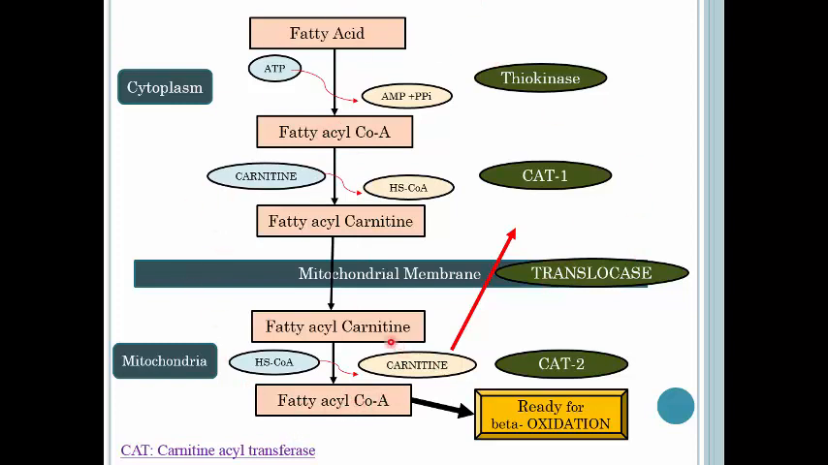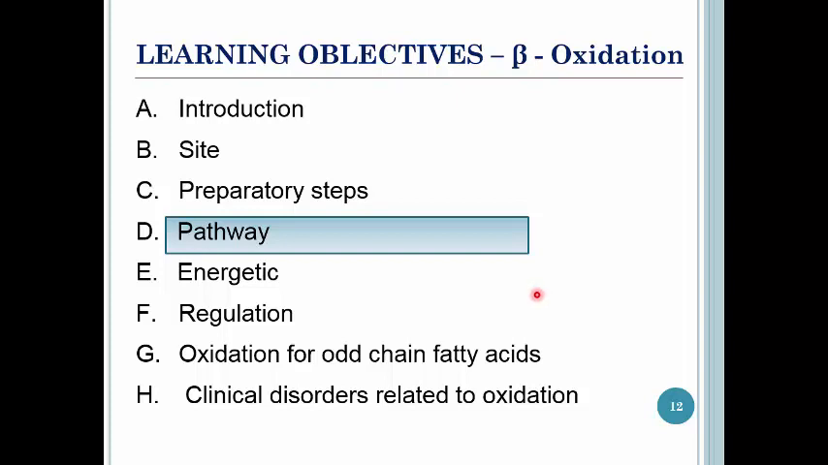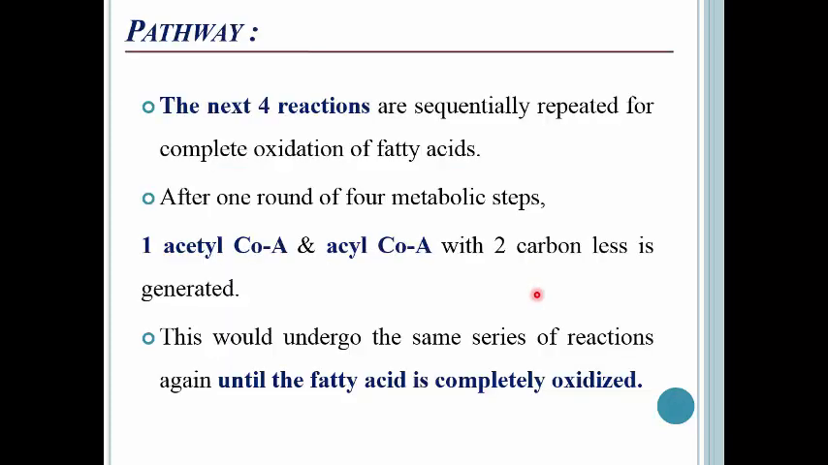Now we move further to the main pathway, that is beta oxidation. This pathway consists of 4 sequential reactions that will be repeated for complete oxidation of fatty acid. At the end of one cycle of 4 steps, one molecule of acetyl CoA is formed and one molecule of acyl CoA. Just remember what is acetyl CoA and what is acyl CoA. Acetyl CoA is the fatty acid which contains 2 carbons, and acyl CoA is a fatty acid with any number of carbons.